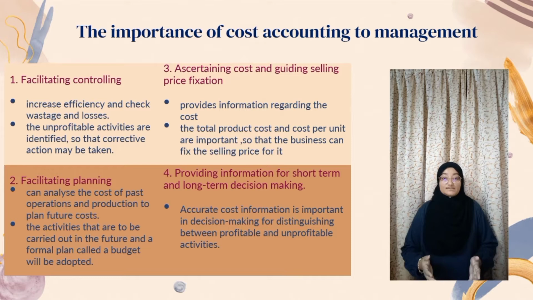The last one is that it can provide information for short-term and long-term decision making. A cost accounting system provides cost information to facilitate decision making. The decision making process involves searching for alternative courses of action, evaluating them, and then selecting the best among them. Accurate cost information is important in decision making to distinguish between profitable and unprofitable activities.